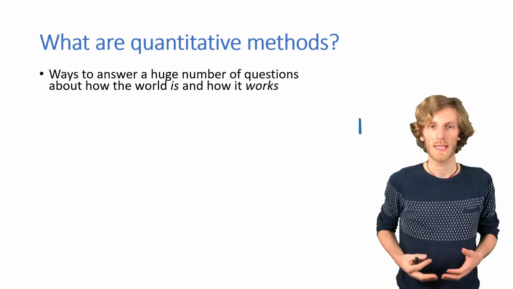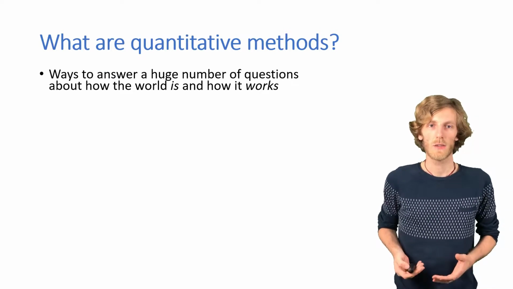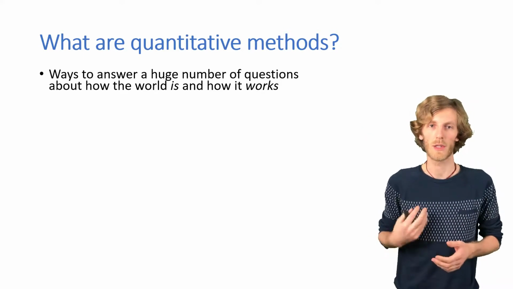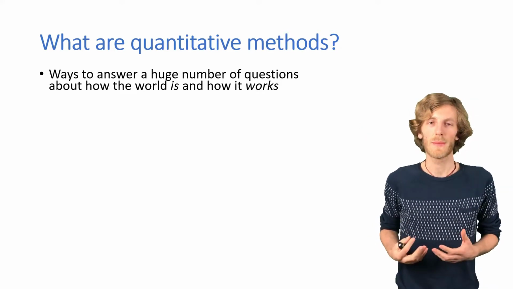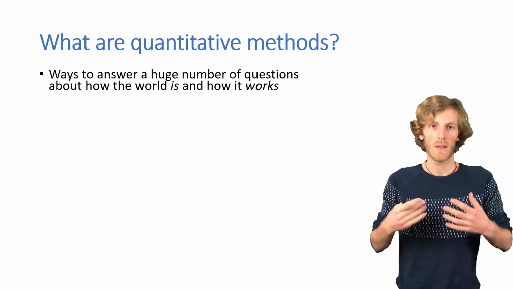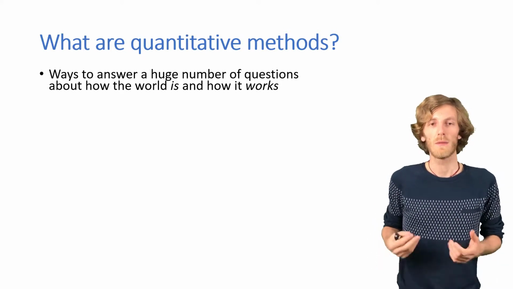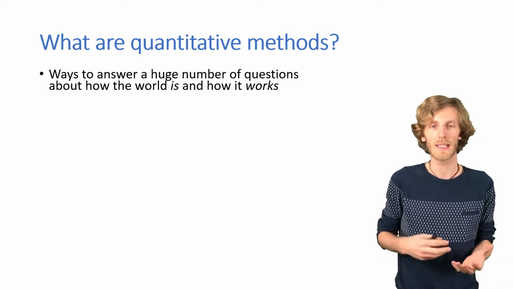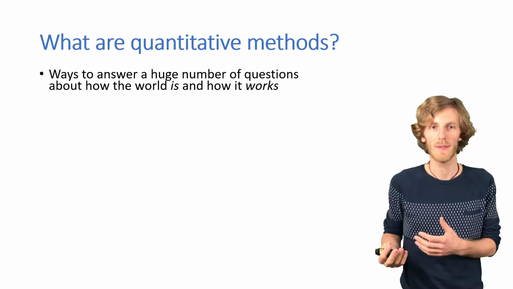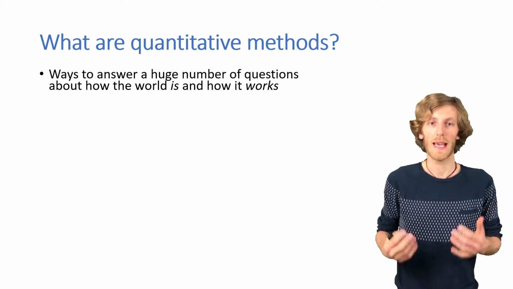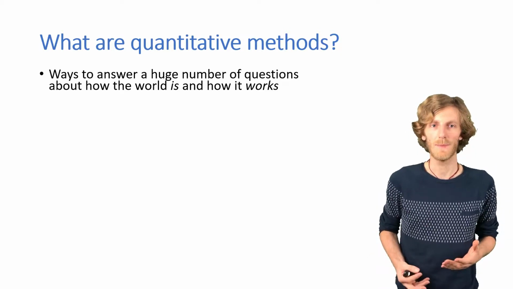So what are quantitative methods? That is the collection of ways to answer a whole range of questions about how the world is and how the world works. So for example, we might want to ask, how rich are the countries at the moment? What's the income of countries at the moment? We might want to ask, is there a link between national income and child mortality? And we might want to ask questions like, do cash transfers actually help in reducing child mortality?